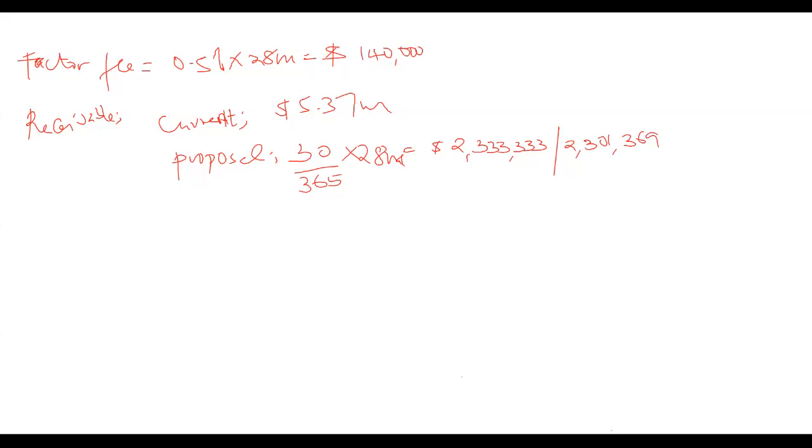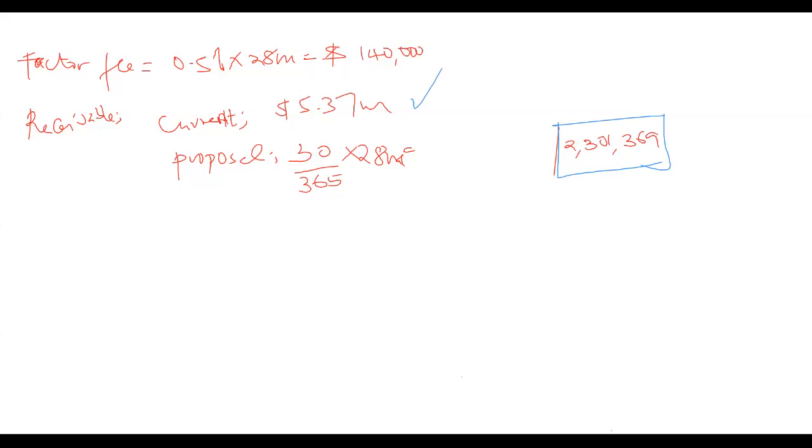The second one is correct. Okay, I used 360 days, sorry. In this case, the examiner is giving us the number of days to use. It's 365 days. So we compare the investment before and the investment after. As you can see, the company investment is decreasing from 5.37 million to 2.3 million.